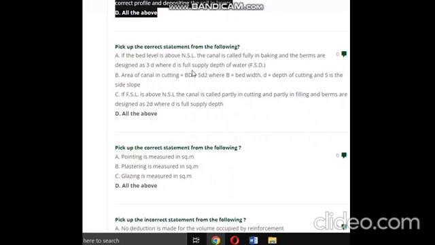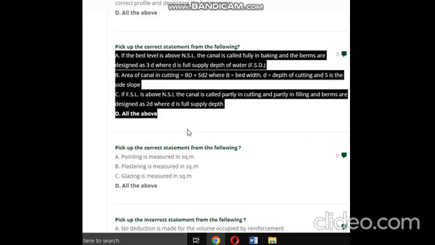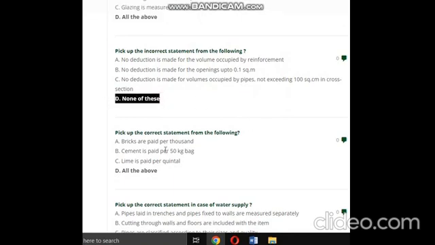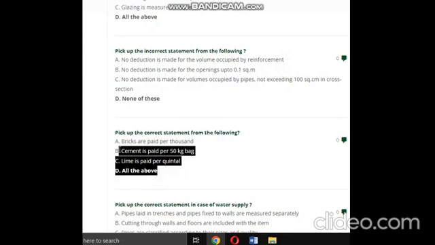Pick up the correct statement from the following. All of these. Pick up the correct statement from the following. All of these. Pointing is measured in square meter, plastering is measured in square meter, and glazing is measured in square meter. All are square meter. Pick up the incorrect statement from the following. None of these. Pick up the correct statement from the following. All of these.